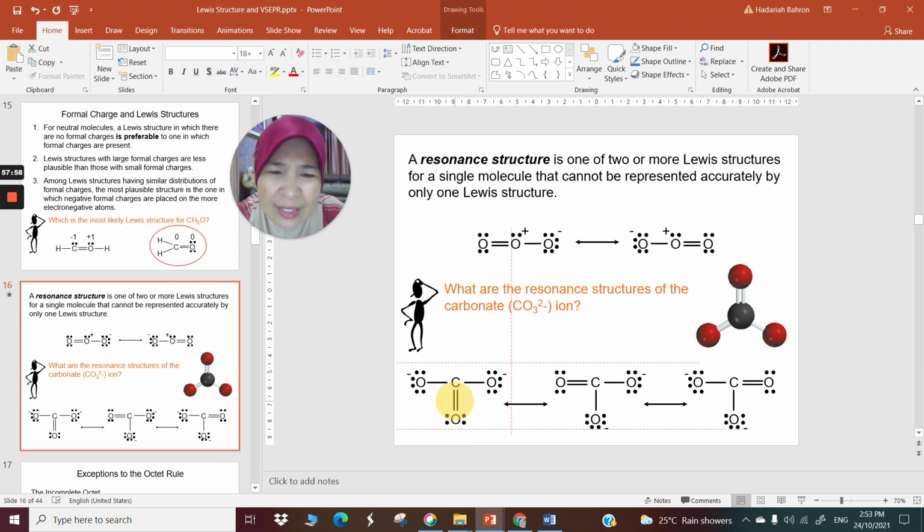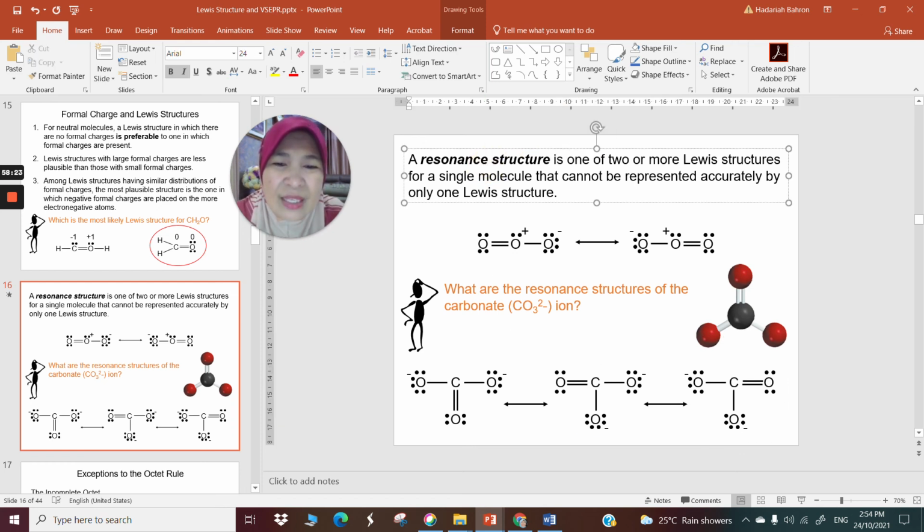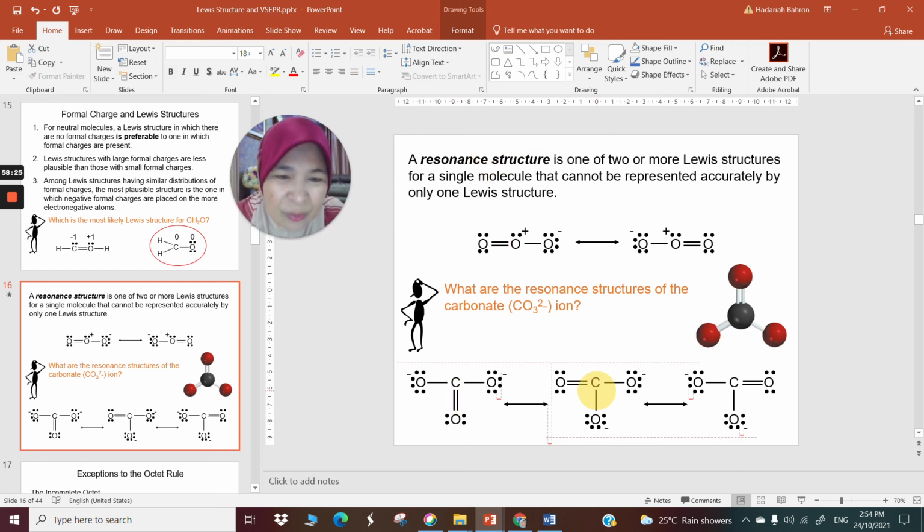So you can have the C double bond O pointing to the oxygen downwards, or pointing to the oxygen on the left, or pointing to the oxygen on the right. And if the three are equally correct, then you are going to say that these three are resonance structures. So you have this one resonating with the one in the middle and resonating with the one on the right.